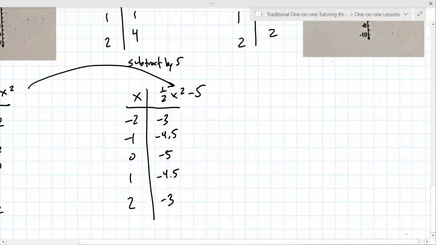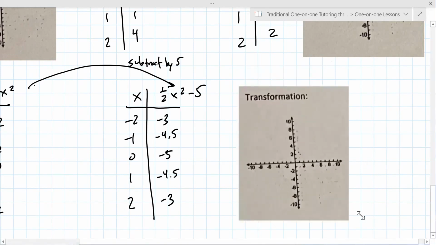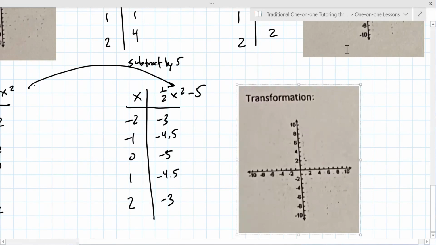And then we graph those. This is our last transformation for this particular problem. So we're going to put those on another graph and see what we can come up with here. So you're going to see it's going to be the same graph as the previous problem, but just shifted down 5 units. So it'll look pretty similar to what you just did. So that -1, -4.5, 0, minus 5. So again, just kind of looks like this here. This is down 5 units.